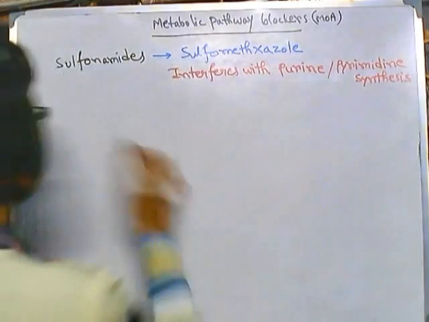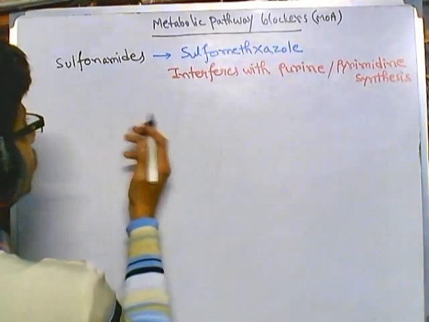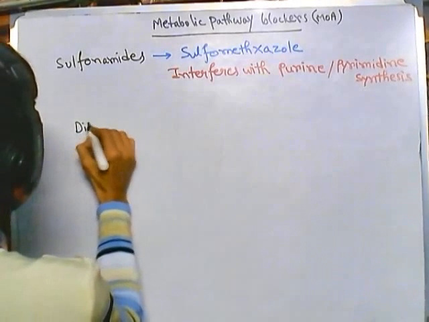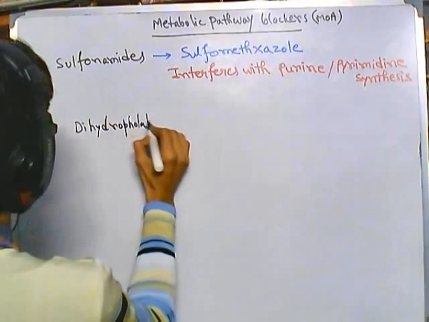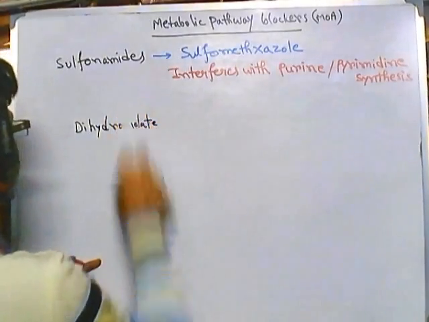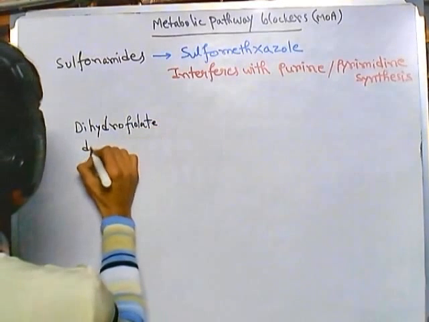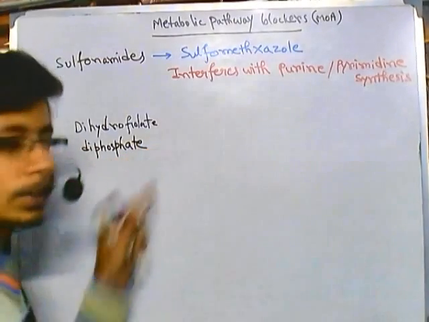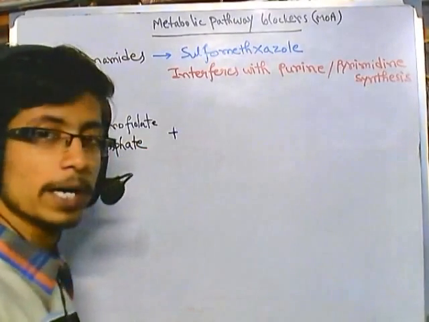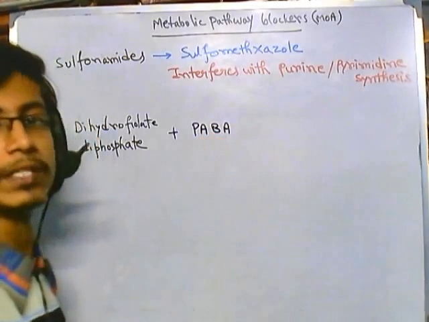Okay, so what is actually going on inside? We are having 2 important things. One is dihydropterin diphosphate, which is a precursor molecule. Along with this dihydropterin diphosphate, what else do we require? We require PABA or para-aminobenzoic acid.